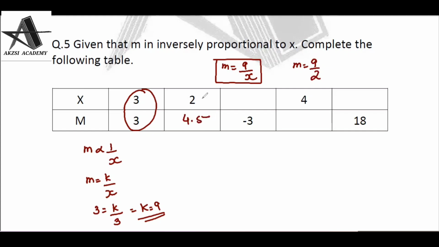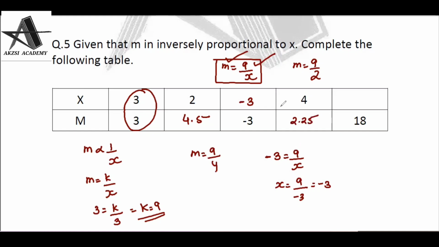Next I need to find the value of x when m is negative 3. So in the same equation, I need to put m as negative 3 and find the value of x. So x is equal to 9 over minus 3, which is negative 3. So the answer is negative 3. Similarly, I need to put the value of x as 4 in this equation. So m is equal to 9 by 4. That will give you 2.25.